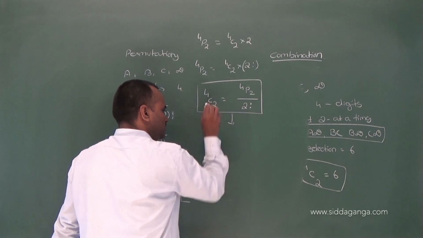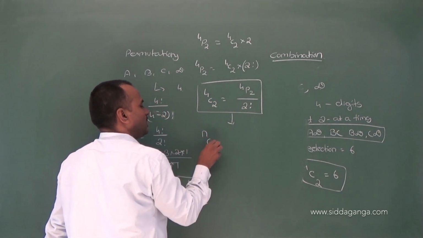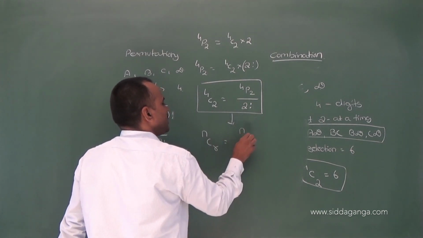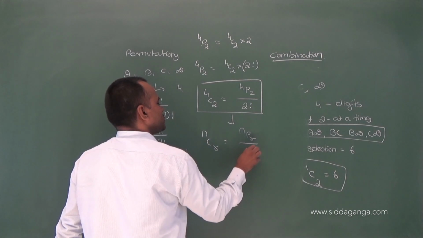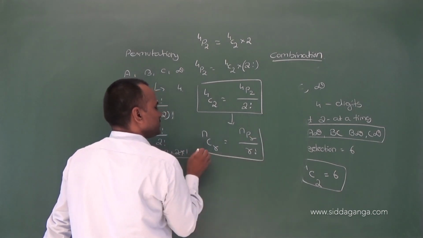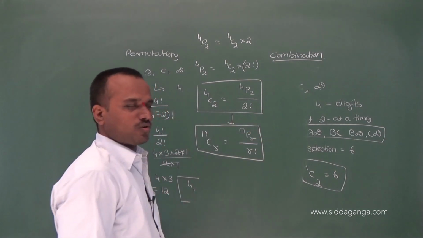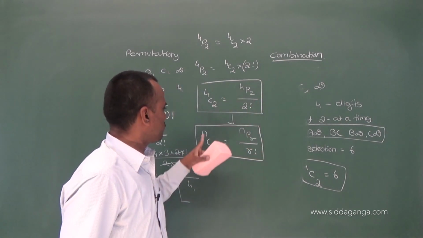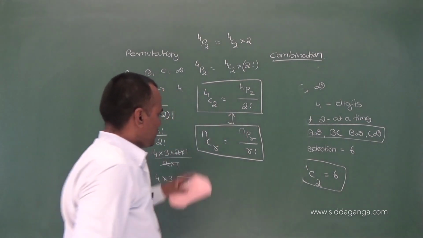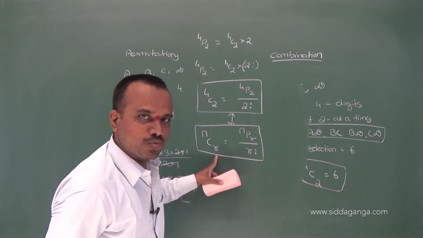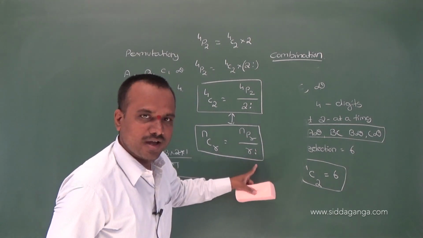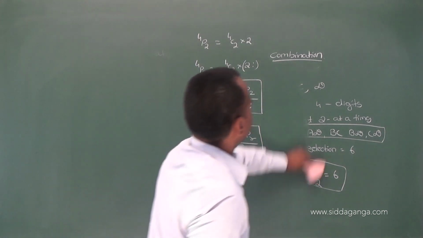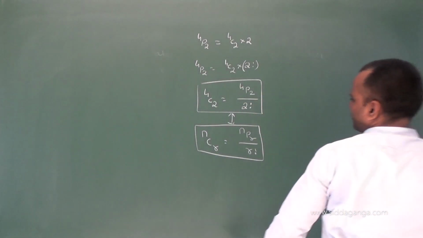That implies nCr is equal to nPr divided by what? r factorial. Comparing this result, r is 2, n is 4. Comparing these two results, nCr is equal to nPr divided by r factorial. Correct? nCr is equal to nPr divided by r factorial.